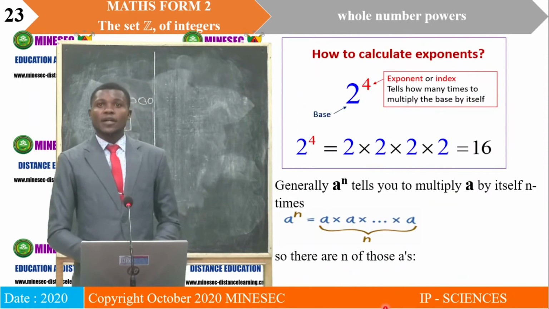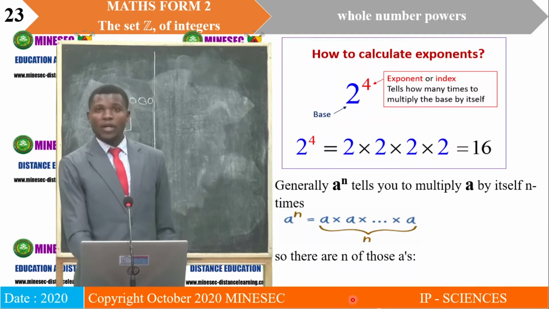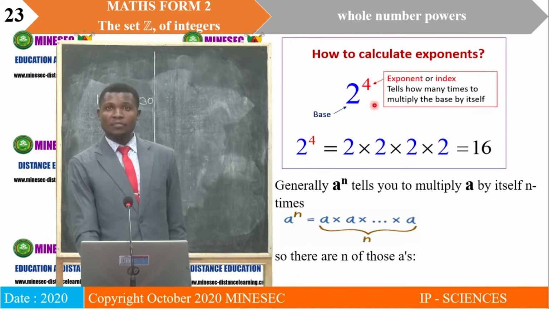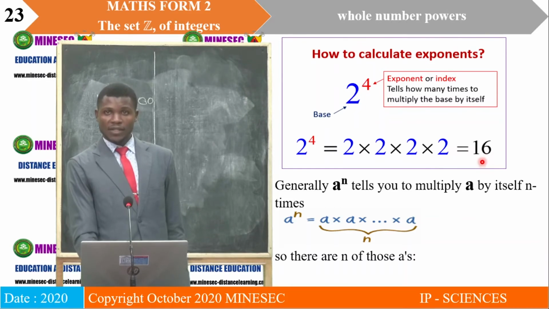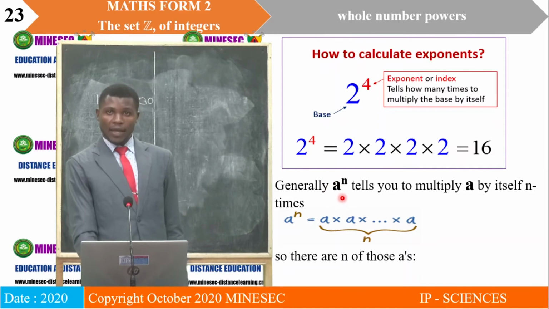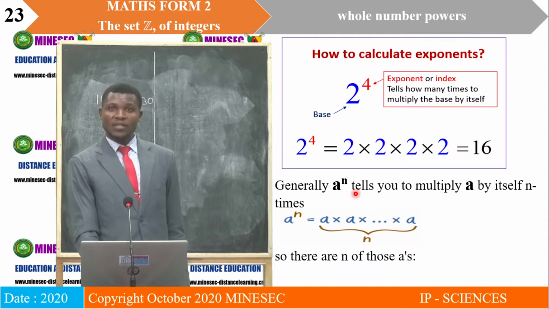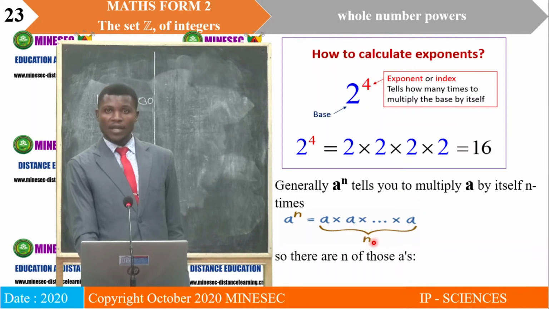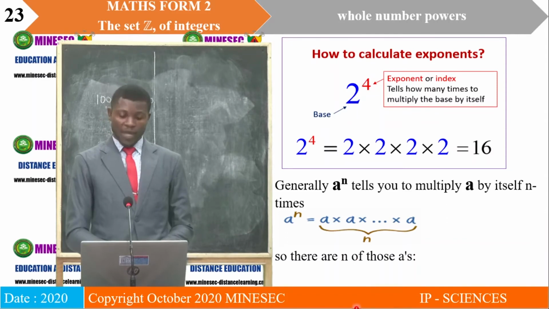Now, how can we calculate this exponent? If you look at what we have here on the board, you see that this is 2 raised to the power 4. When we write a number like this, it means we should multiply the base, which is 2 here, by itself 4 times. 2 raised to the power 4 is 2 times 2 times 2 times 2, 4 times. The result gives us 16. So generally, if we write any number in the form a raised to the power n, where a is the base and n is the power, it simply means we should multiply a by itself n times: a times a times a, n times. Since we are multiplying a, it means that we have n of these a's that we are multiplying.